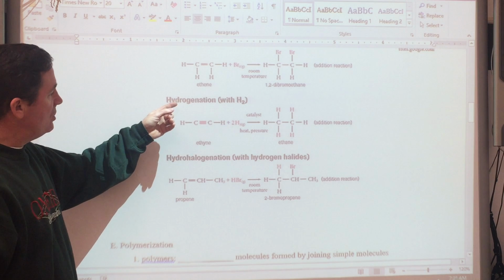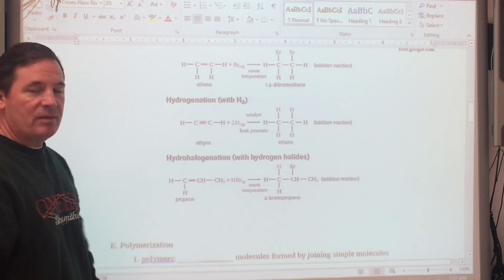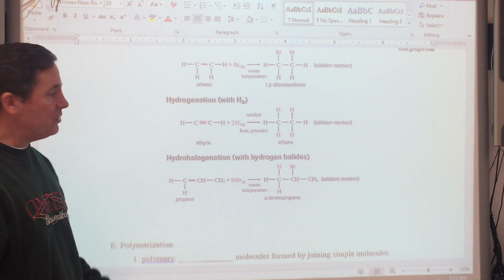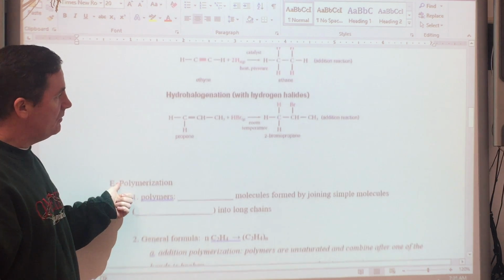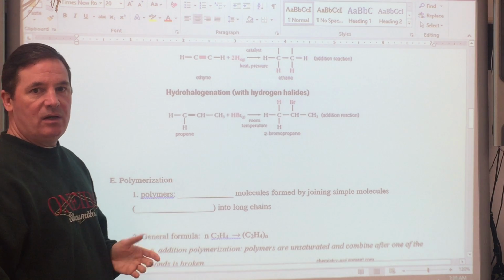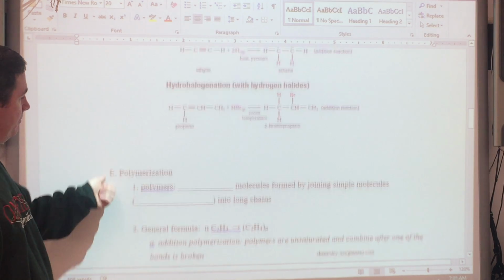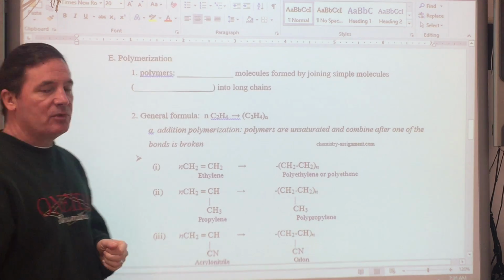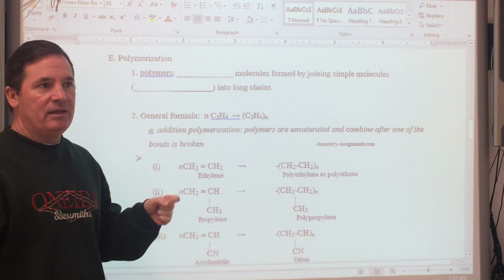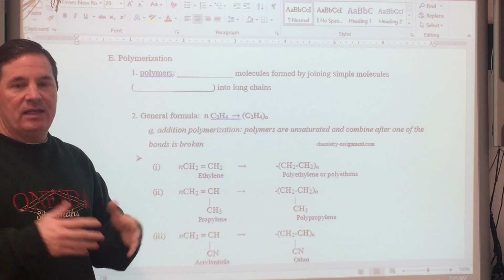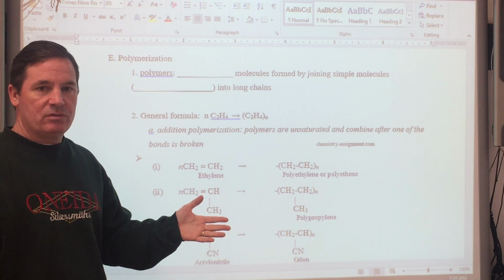There are other types of addition reaction like hydrogenation. I'm adding hydrogen. We talked about margarine with that. And then hydrohalogenation is the addition of both of them. And lastly, we finish with polymerization. Just remember that poly means many, and we're making a molecule that is very large.